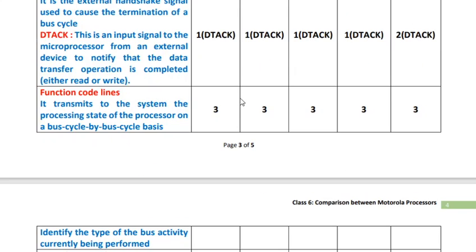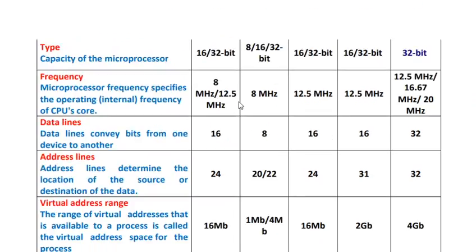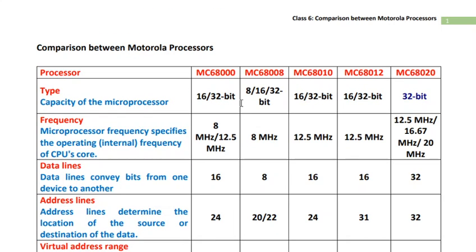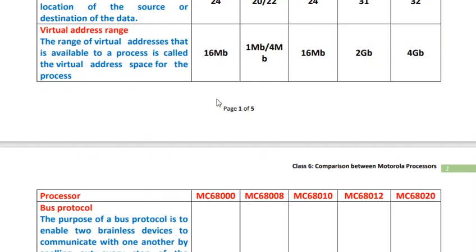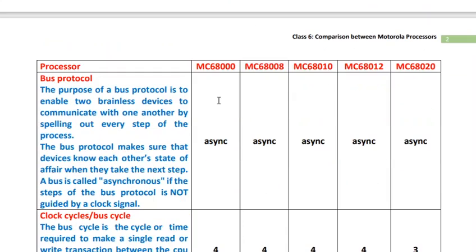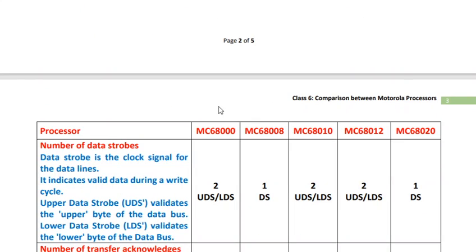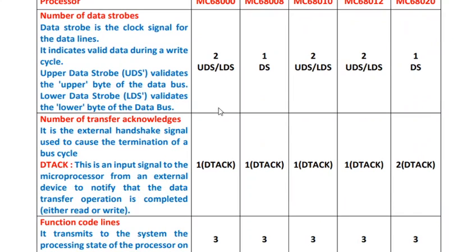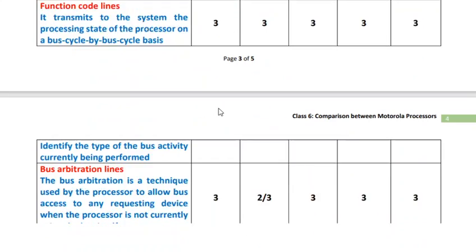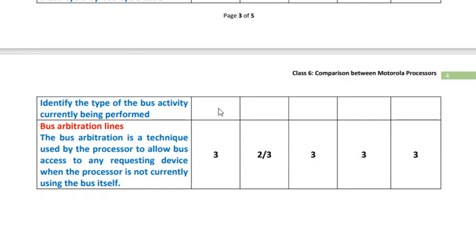So these are the various Motorola processors. This particular class was dedicated to comparing various Motorola processors across various attributes like type, frequency, data lines, address lines, virtual address range, bus protocol, clock cycles per bus cycle, number of data strobes, number of transfer acknowledgement, function code lines, and bus arbitration lines.